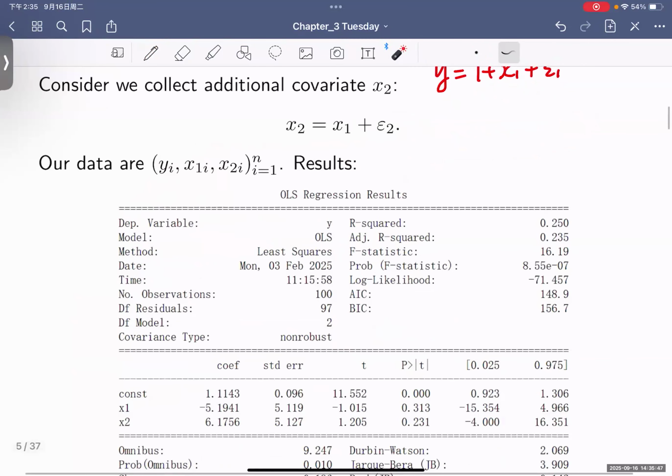And this is our result. Of course, what we expect is that this one could equal 1, this one could be close to 1, and this one could be close to 0. But unfortunately, we cannot make this happen. We just find x1 is -5 and x2 is 6. This is the phenomenon we mentioned that corresponds to this case.